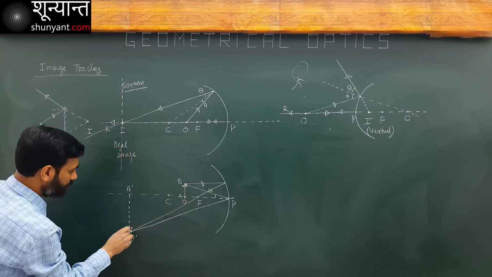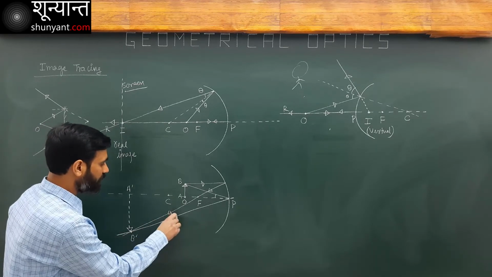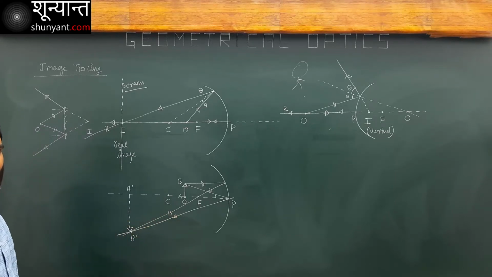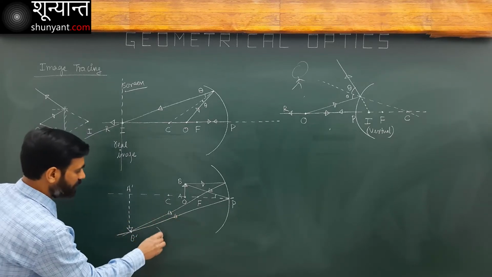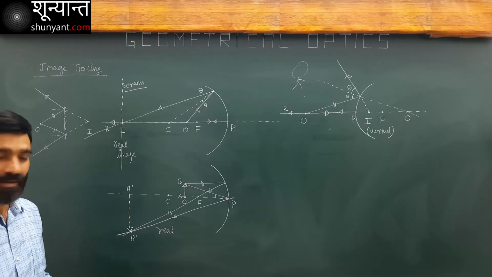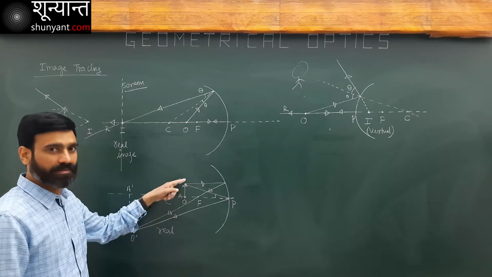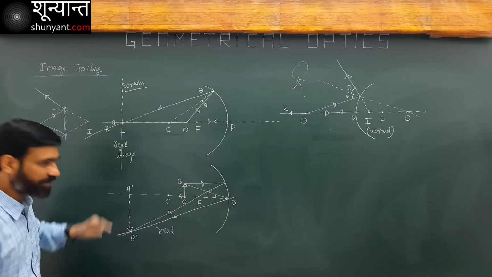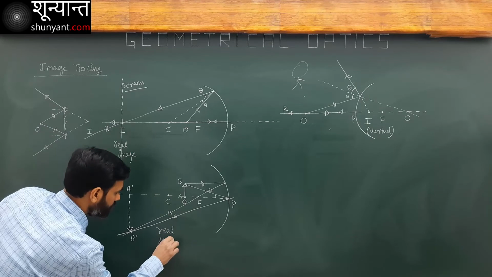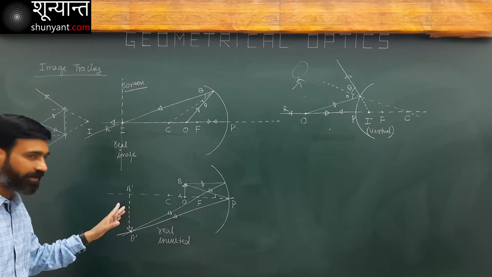Okay. Now what is the nature of this image? The reflected light rays are actually meeting here. This image is a real image. The object is kept above the principal axis. The image is below the principal axis. It is called an inverted image. Inverted.